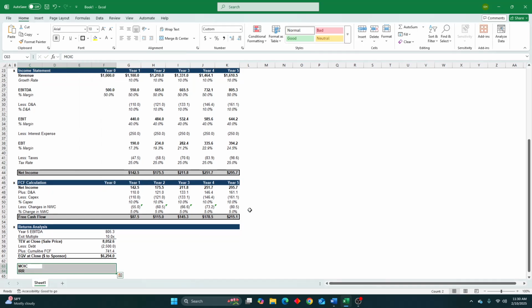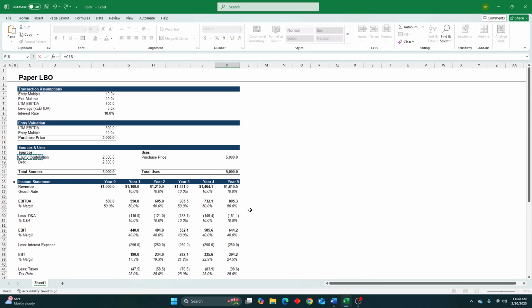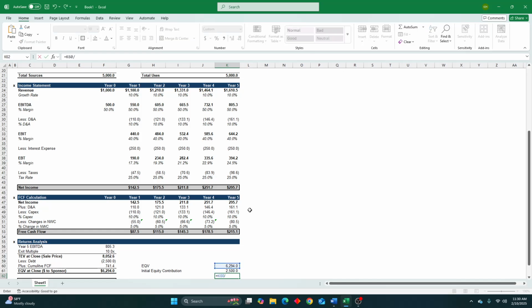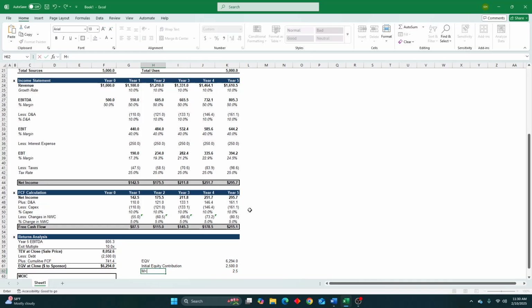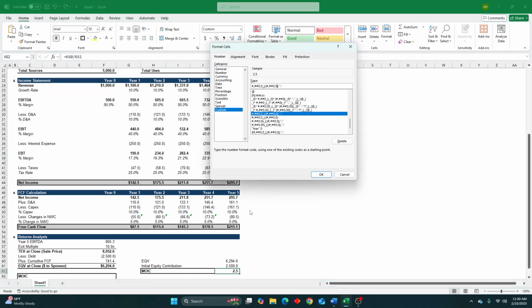Starting with the MOIC, just to write out what's actually happening here. It's your sale price, or your EQV, divided by your initial equity contribution. So what this will look like here is we'll take our 6,000 and we'll divide it by the $2,500 that we had to put in as a sponsor at the beginning, which will get us our MOIC of 2.5 times. There you go. So that's what's happening mechanically there.